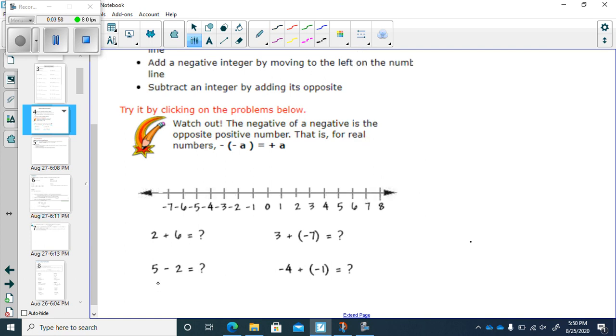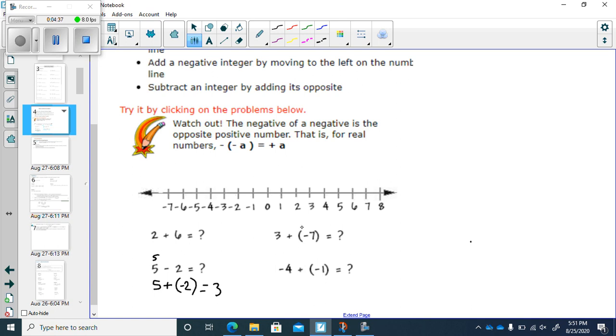5 minus 2. Keep. Change. And see, this is actually 5 minus 2. See, that's a +2. Change, opposite. Okay? 5 plus a -2. That's what this rewrites as. Keep, change, opposite. 5 plus a -2 means we would start at the 5, and when we're adding a negative number, we go 2 toward the negative direction. 1, 2. That would give me 3. 5 plus -2 would give us 3.